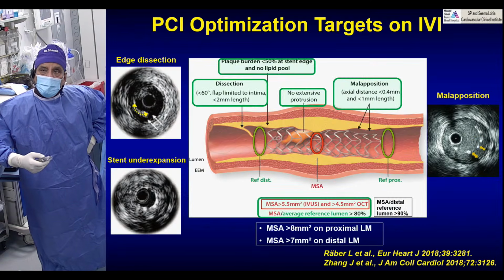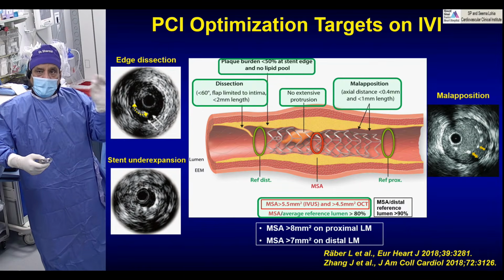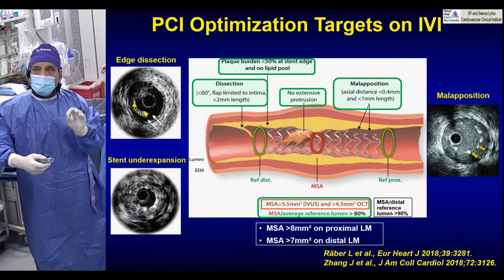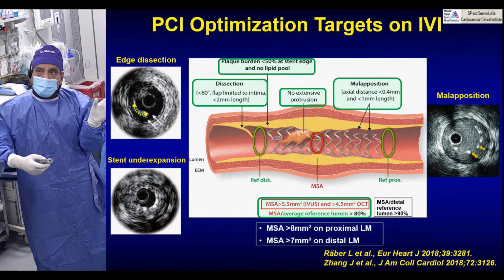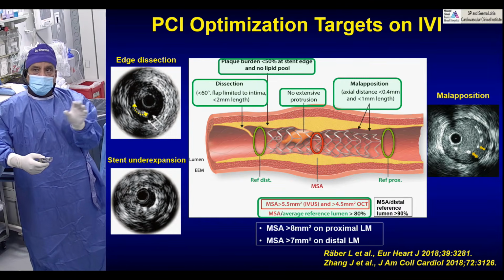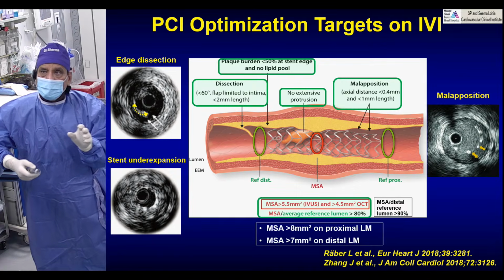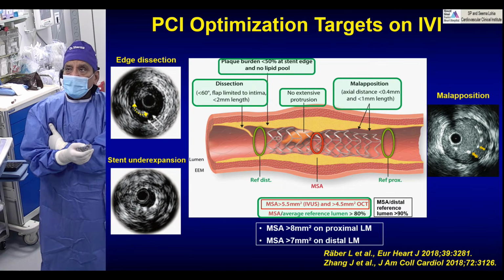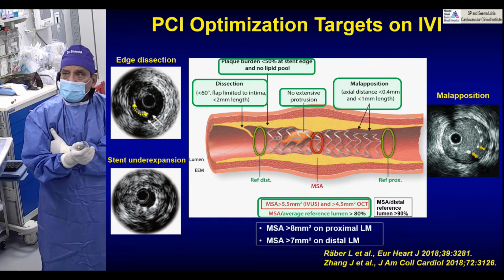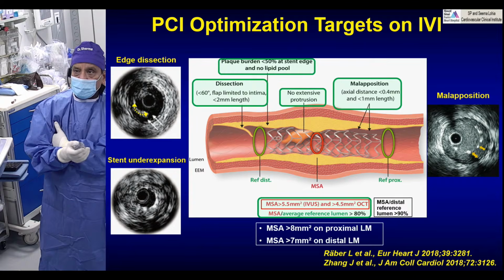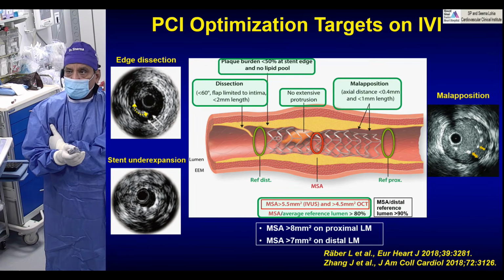So basically, from the imaging point of view, as we know, PCI optimization targets on intravascular imaging: edge dissection, stent underexpansion, malposition. All those are shown that you should have less plaque at the edge, less than 50% plaque burden. That means otherwise you have not covered the lesion. Then your dissection should be less than 2, or some people say 3 millimeter in length, as long as it does not involve the media. Then malapposition, which is less than 0.4 millimeter in distance, and 1 millimeter in length. And then, of course, the MSA, which is one of the most important, that should be more than 5.5 on IVUS and 4.5 on OCT.